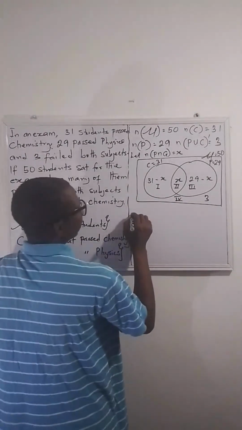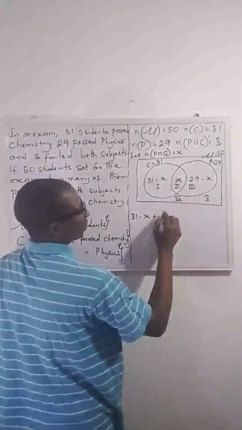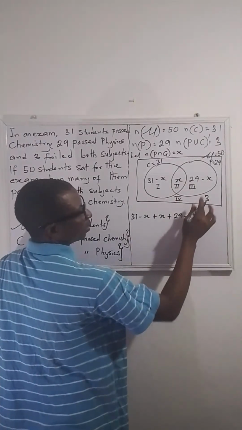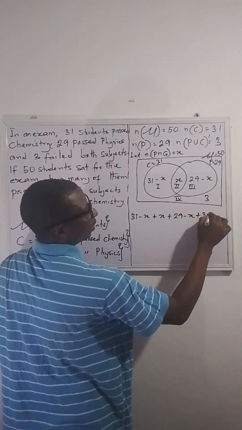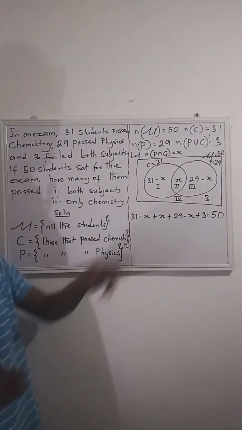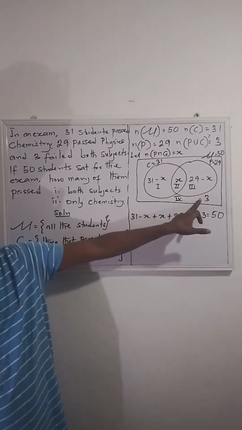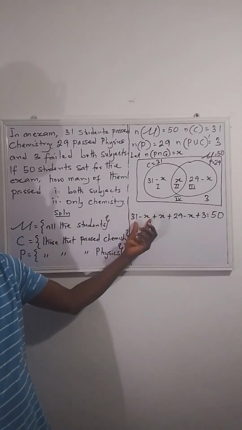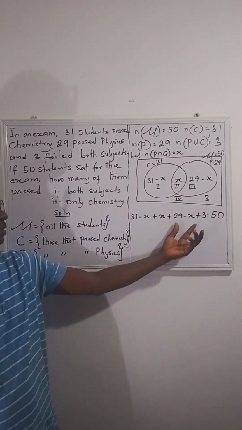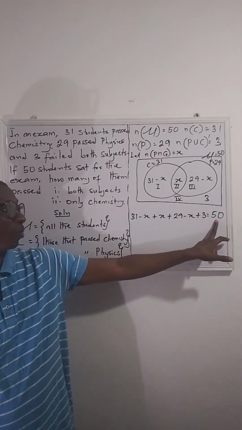So we have 31 minus x plus x plus 29 minus x plus 3 equals 50. Hope you get that. So we are adding the 4 parts: part 1, part 2, part 3, and part 4. Part 1 is 31 minus x, part 2 is x, part 3 is 29 minus x, and part 4 is 3, equal to 50.